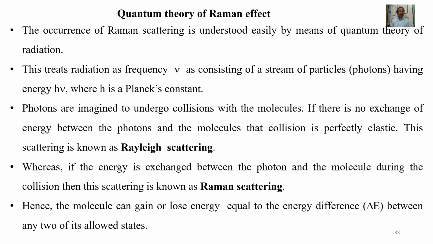Let us discuss quantum theory of Raman effect. The quantum theory of Raman scattering describes how light and molecules interact to produce inelastic light scattering. This interaction can cause the scattered light to have a different frequency than the incident light. When light hits a molecule, it can either scatter elastically or inelastically. During inelastic scattering, the energy of the scattered photon is different from the energy of the incident photon.